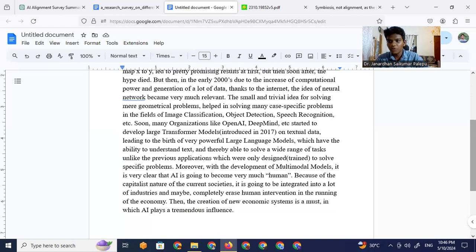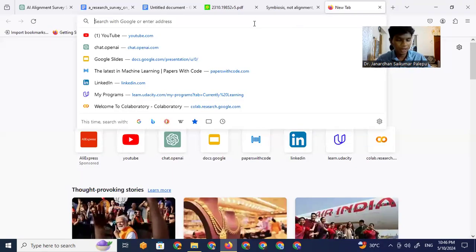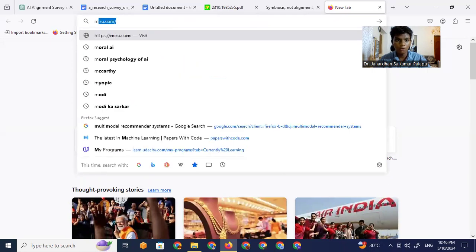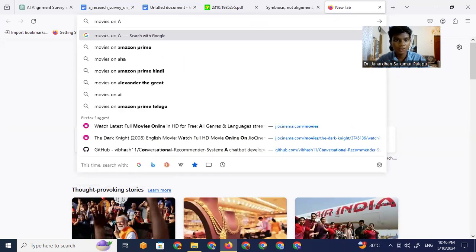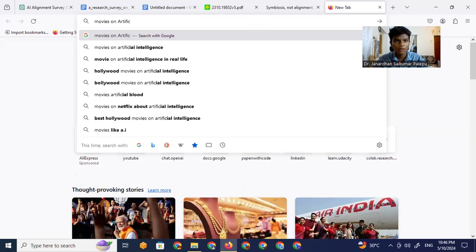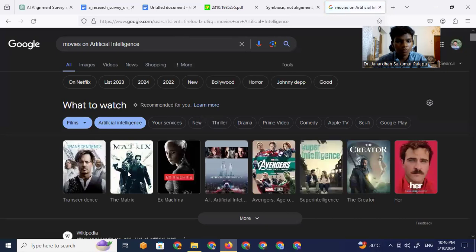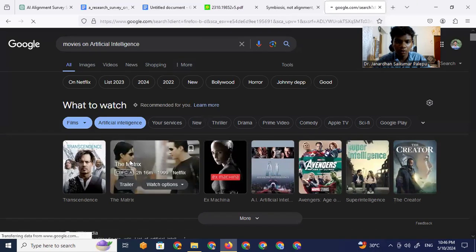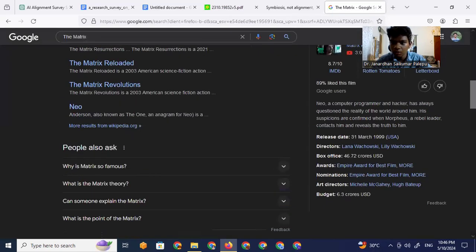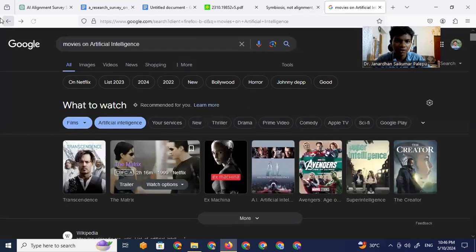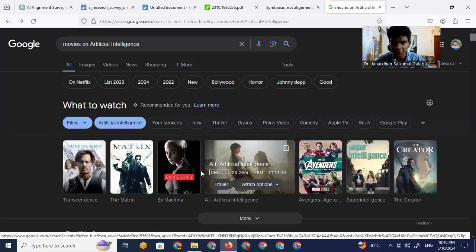And now what should we introduce? Maybe we should introduce, let's see, some movies that are against AI development. Movies, artificial intelligence. What is this movie on? Matrix? A lot of experts, hacker is always questioning the world. No, that is not artificial intelligence. Ex Machina. Yes.